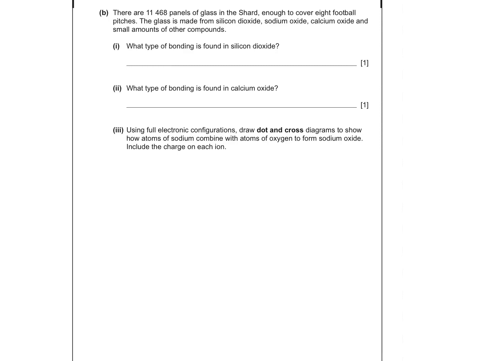On to B part 1. The bonding in silicon dioxide. Well, silicon, if you think of the periodic table, like so, and then you've got your zigzag line. Silicon is in the same group as carbon. So you've got carbon here and then silicon. Now carbon forms diamond and graphite. Those are giant covalent structures. So silicon is going to have the same type of bonding. That's covalent.